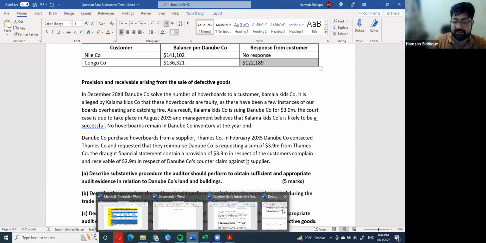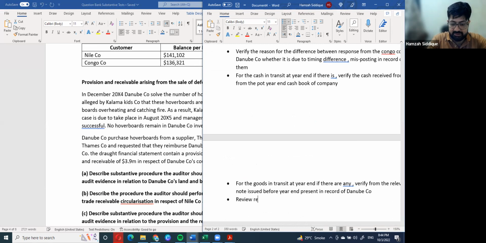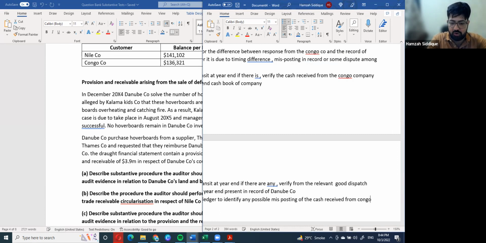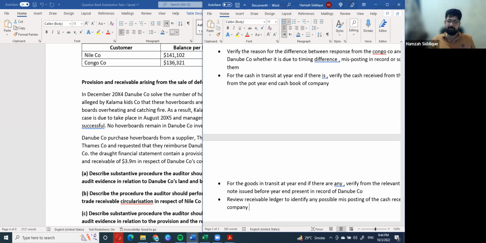Yes, you can write here that review the receivable ledger to identify any possible misposting of the cash received from the Congo company. Yes, that's it. Enough. This is excessive, one procedure. I suggest to you, write the procedures equal to the number of marks, not more than that.